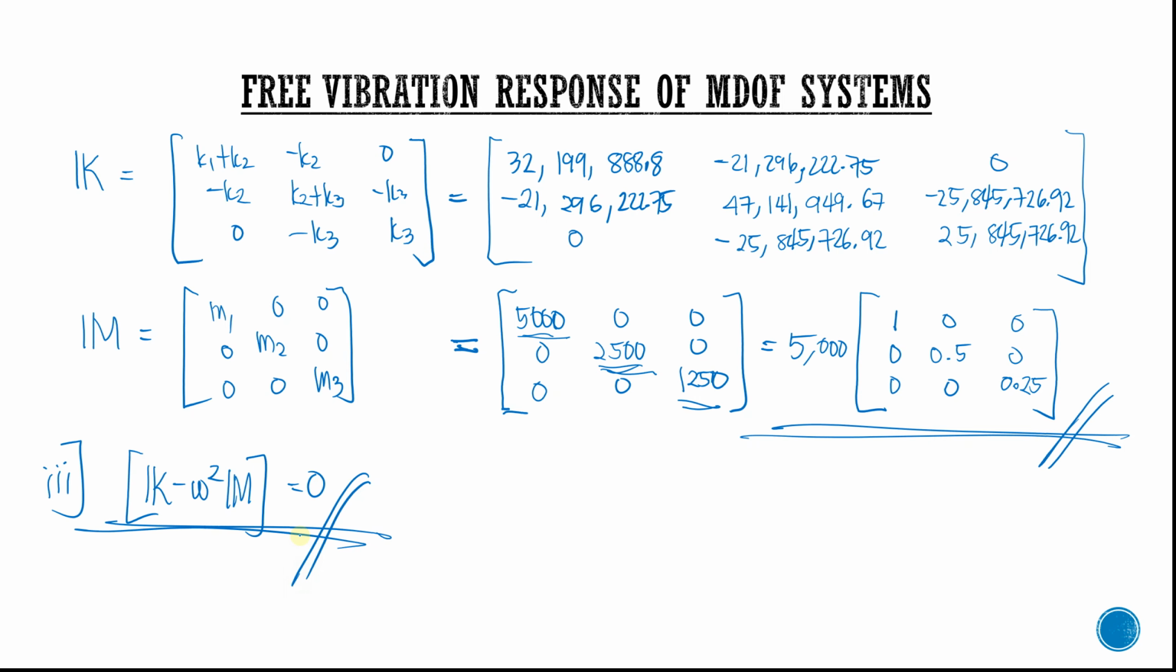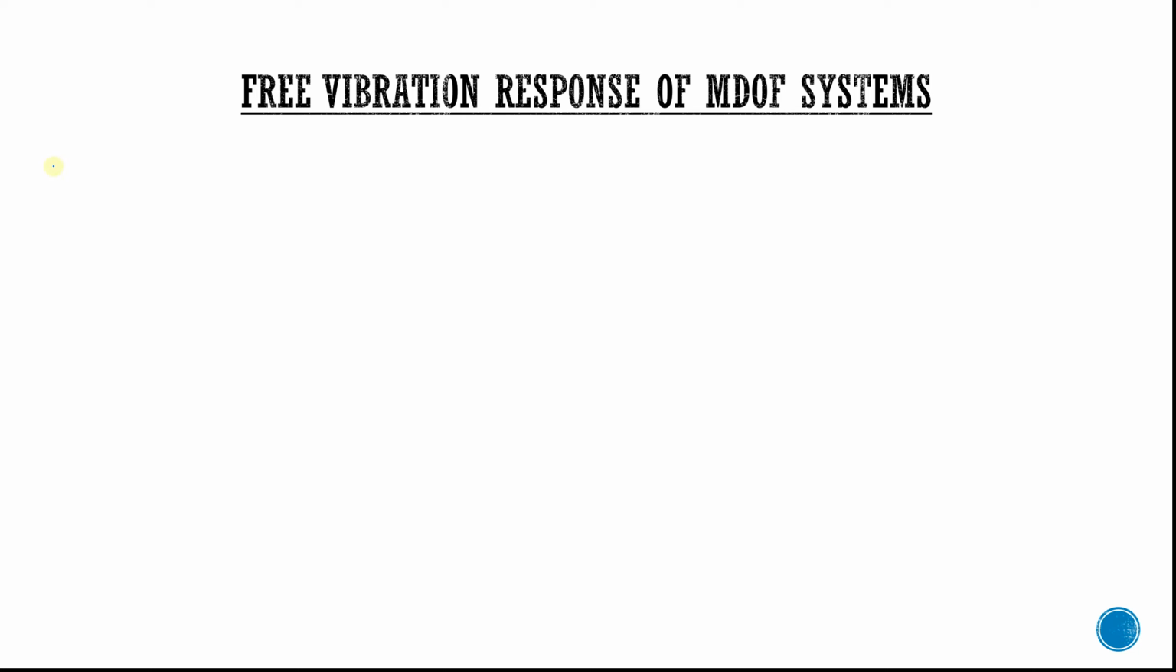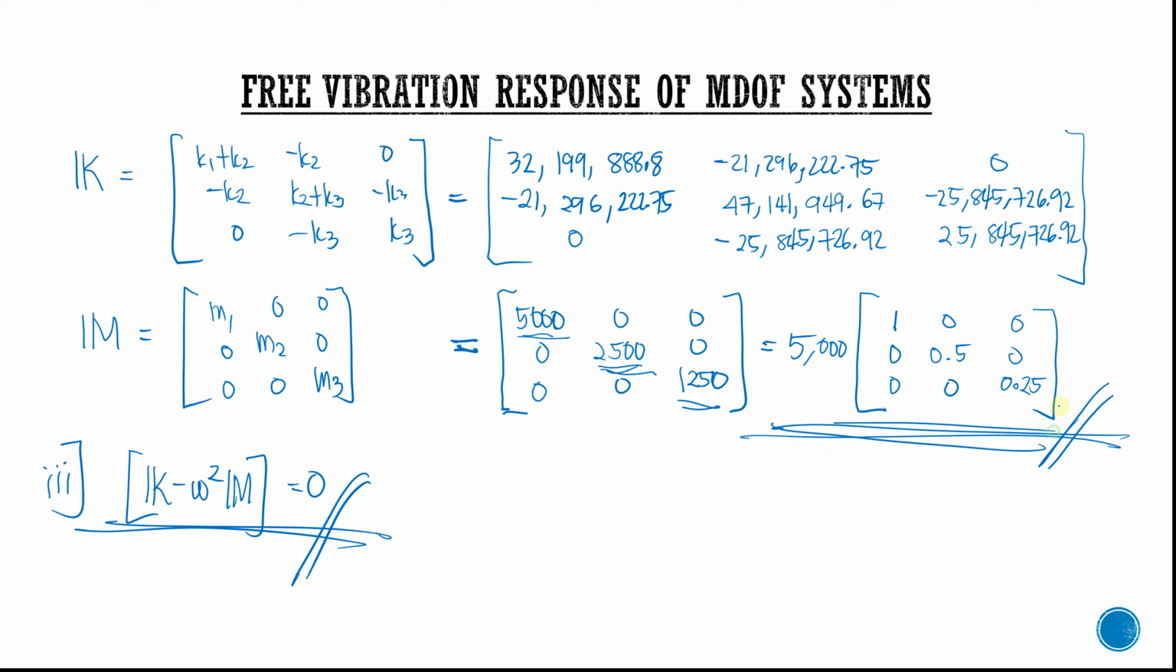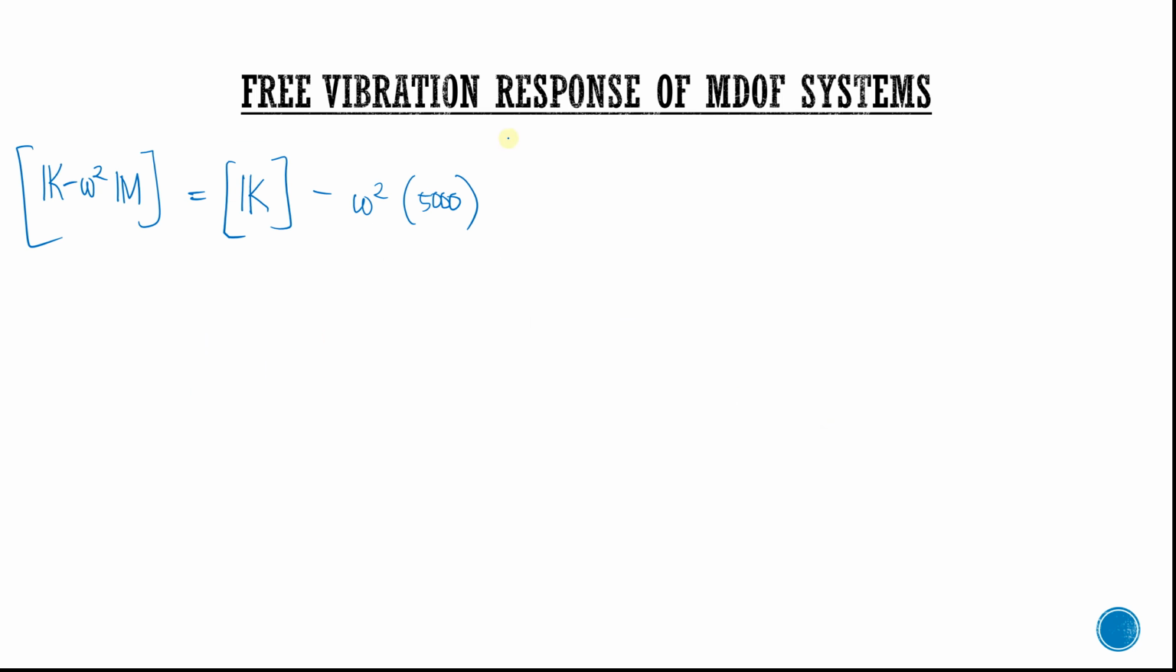Stiffness matrix minus omega squared times the mass matrix. The stiffness matrix minus omega squared times the mass matrix. So for this stiffness matrix, let me rewrite it first as the stiffness matrix minus omega squared, we have the times 5,000. If you remember, from this one, we have the 5,000 and then the matrix.